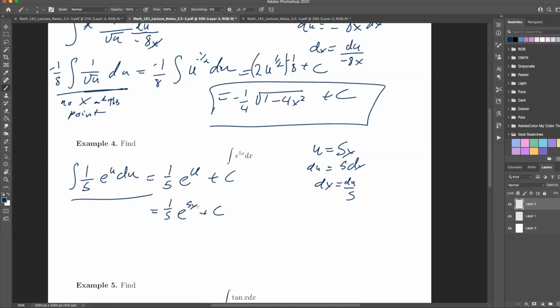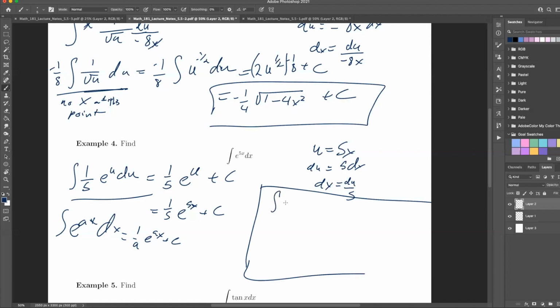Okay. Now, standardly, the integral of e to the ax dx will be 1 over a e to the ax plus c. Okay. That's standard what it is, but here we use substitution to show that. Here we do another real quick one.